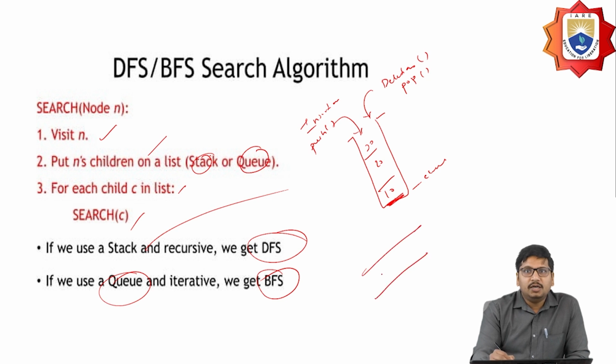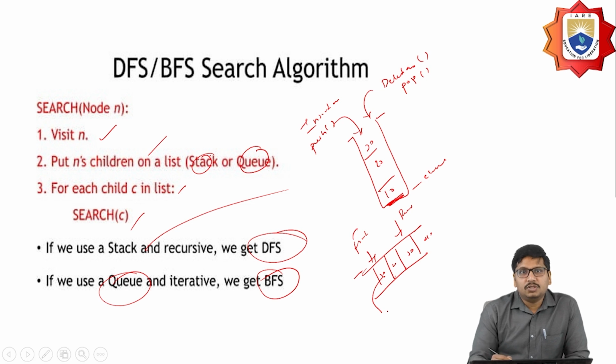And queue is a linear data structure in which insertion and deletion take place at two ends, what we call the front end and the rear end. At the front end we delete the items, and at the rear end we insert the items. Whoever comes first into the queue goes out first. So the queue follows the first in first out principle, whereas the stack follows the last in first out principle.